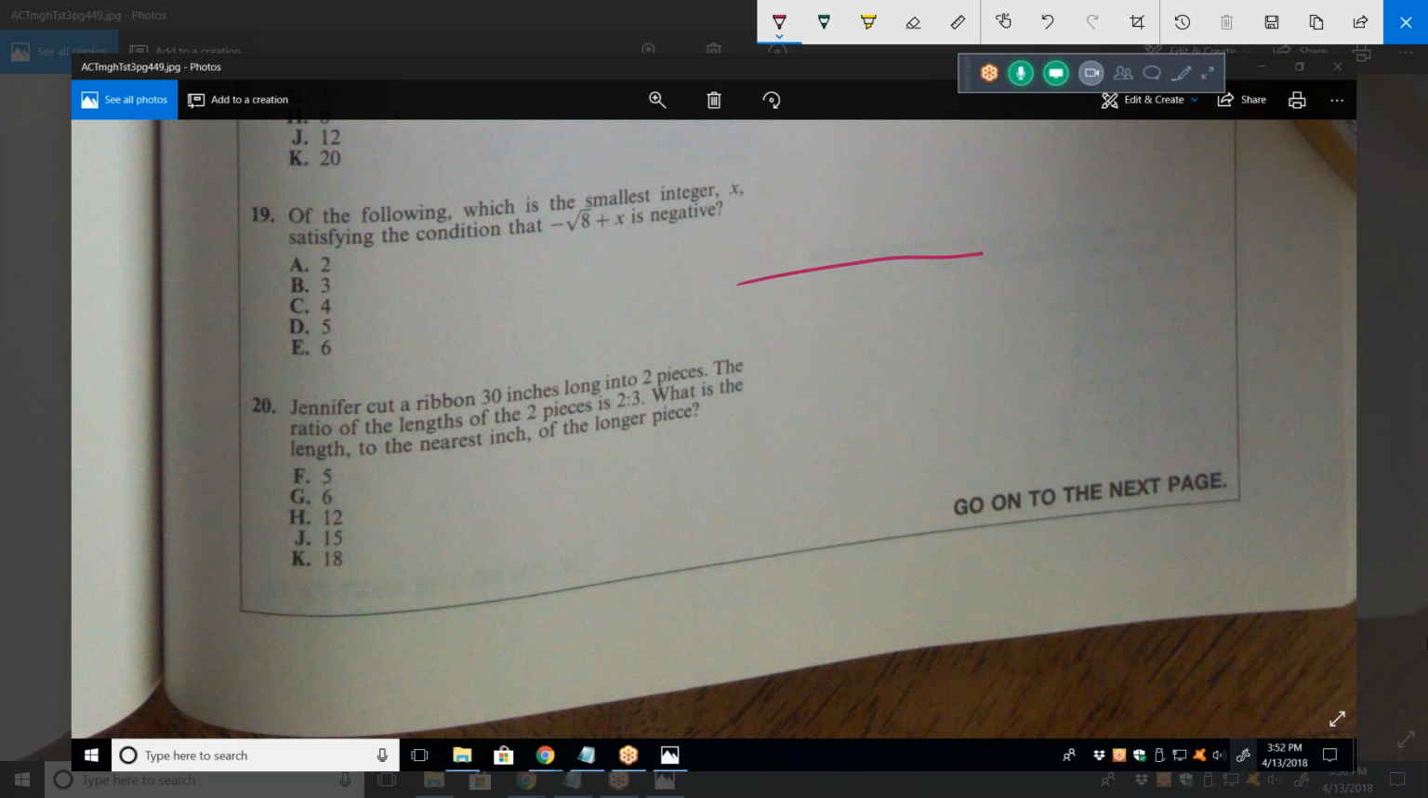So here's our piece of rope. That's 30 inches. We cut it into 2 pieces. The total of those is 30 inches. They are in a ratio of 2 to 3. What is the length of the longest piece? Well, because it says longest piece, where am I going to start? The longest. What's the longest? The 3.